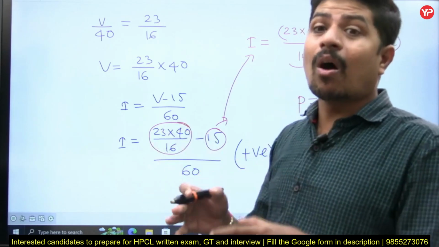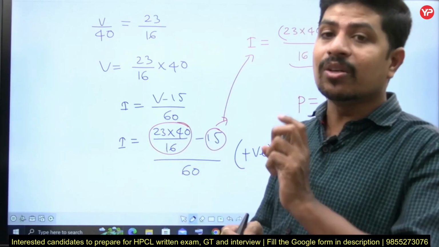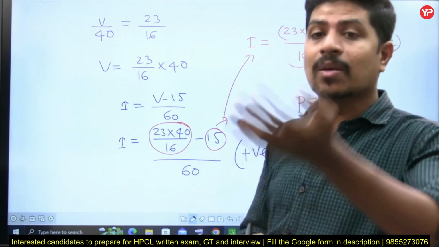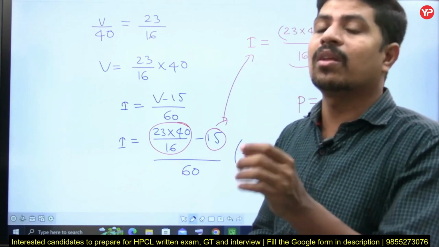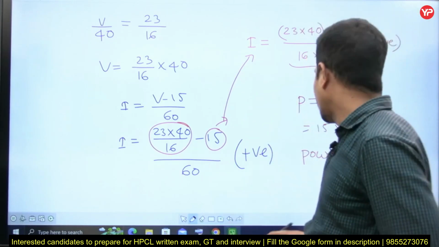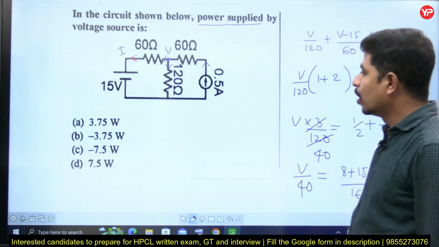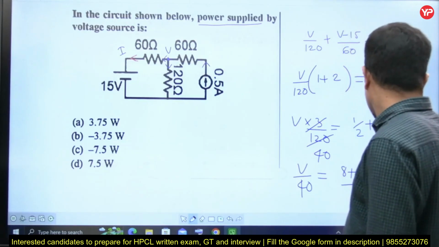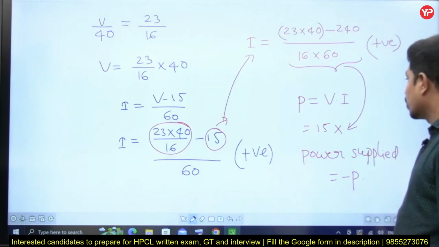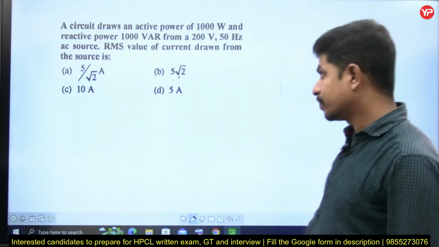So the power of the source we calculated as V into I, but whether it is absorbing or supplying, it is absorbing. But he asked about supplying power, therefore it is the negative of absorbed power. Answer should be negative. With the negative there are two options. Check this calculation, do this calculation, you are going to get one option among those.